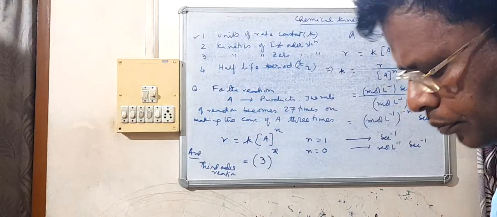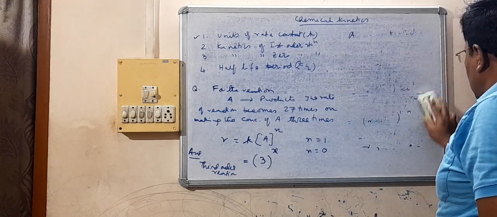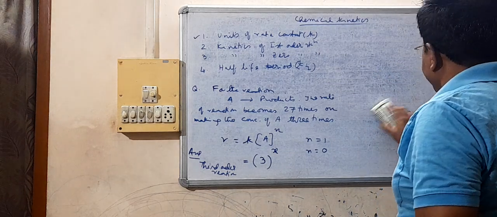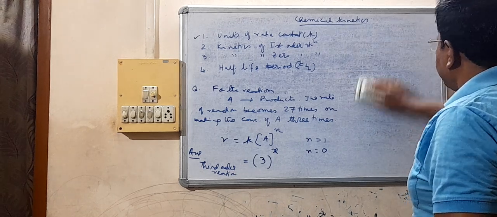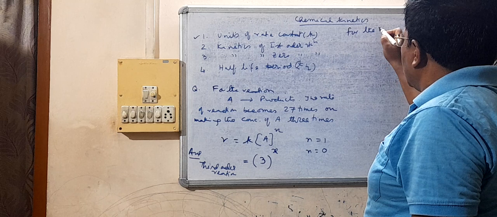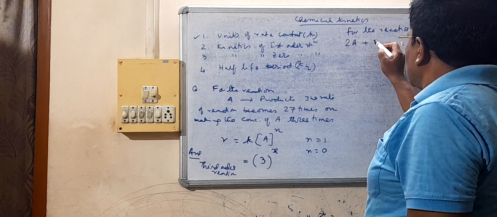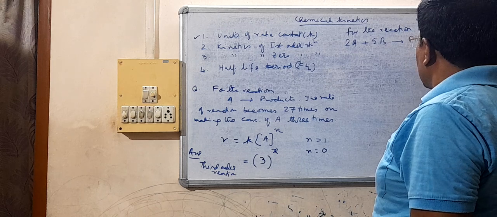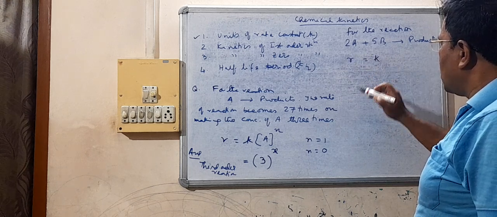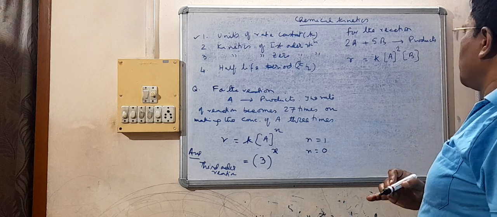Another question of this type. Suppose it is said for the reaction 2A + 5B → products, the rate expression is R = k [A]^2. Suppose this is the rate expression.